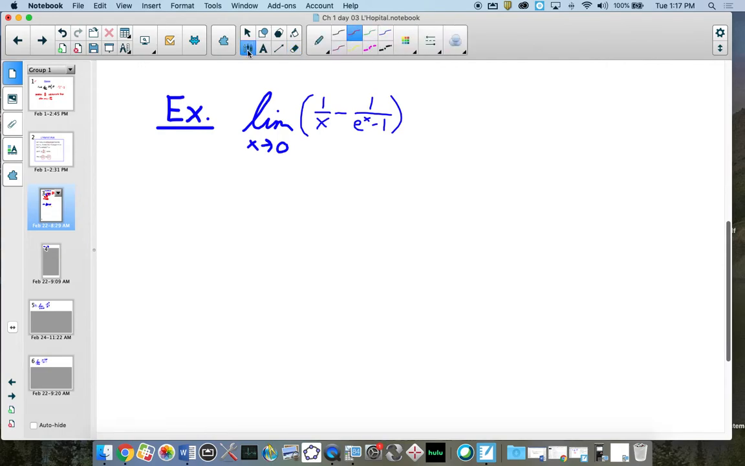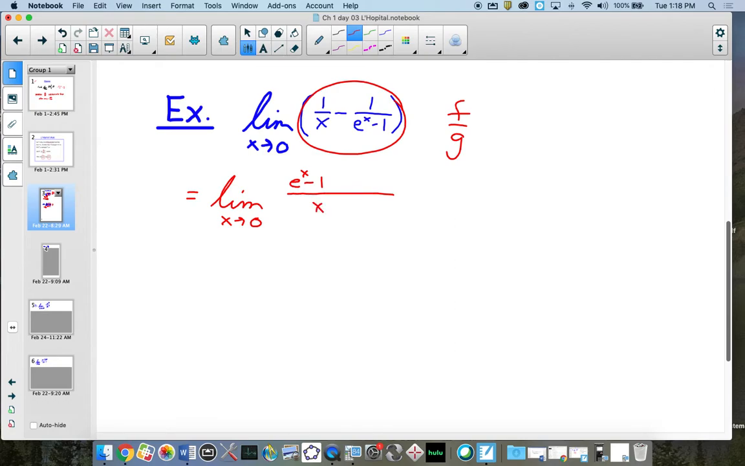Alright, but the reason that we can't apply L'Hopital's rule is because this is not in the form f over g. But if we can put it in that form, then we can apply L'Hopital's rule. And luckily enough, we know how to combine fractions by getting a common denominator. So I multiply the first fraction by e to the x minus 1 over e to the x minus 1, and the second fraction times x over x, and we have that.